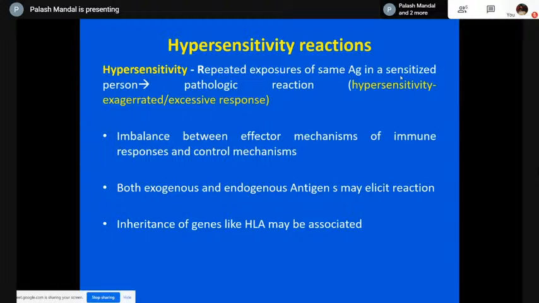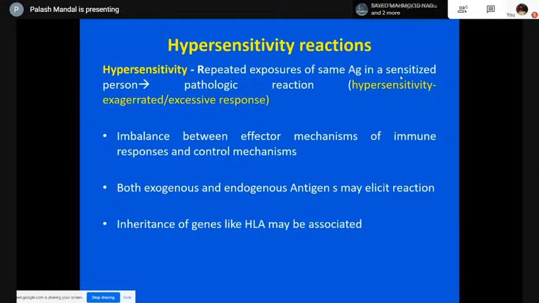So on repeat exposure, normally the antibodies which are already there in the body try to protect. That is the normal reaction. However, instead of the protection, if there is an exaggerated response, an excessive immune response which leads to destruction of the host tissues, that is known as a hypersensitivity reaction. Am I clear? This understanding is very important, because hypersensitivity is known as a double-edged sword. Understand? Immunity is a good thing, but it can also produce some deleterious effects.